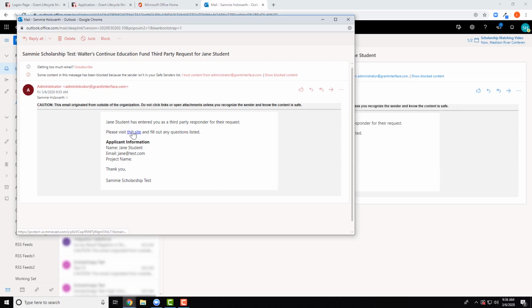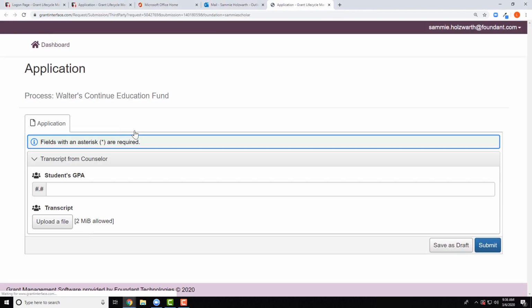In this scenario, our third-party recommenders are going to click the link in that email, which will take them to the form that they are responsible for filling out. Note, we can have different forms for people responsible for filling out our transcripts versus those who will be providing letters of recommendation, whether they're a teacher, coach, community member.